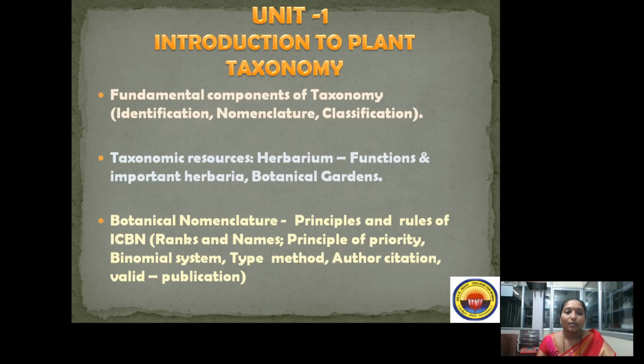The next topic is taxonomic resources, which covers the herbarium with its functions, important herbaria and also botanical gardens. The last topic is botanical nomenclature. It includes the principles and rules of ICBN. So what are the rules included in the International Code of Botanical Nomenclature?